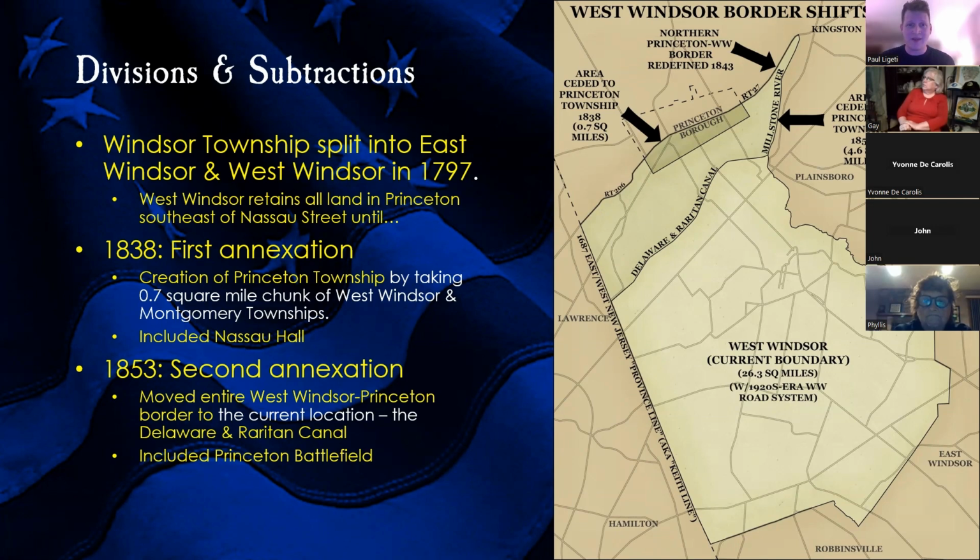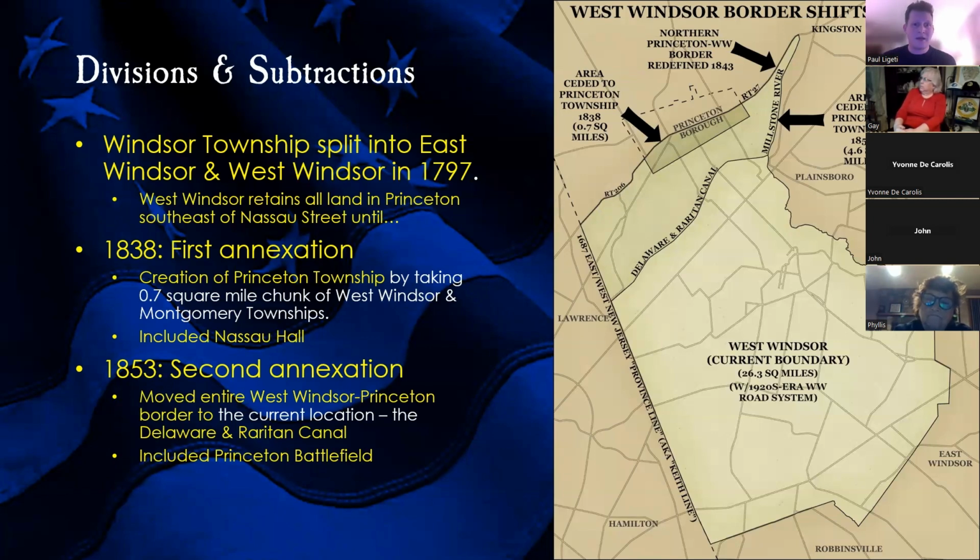West Windsor retained all land in Princeton southeast of Nassau Street until the mid-1800s. It was not until 1838 that Princeton became an independent township and carved out about 0.7 square miles from West Windsor, including Nassau Hall. In 1853, a second land annexation, including the Princeton battlefield, pushed the West Windsor-Princeton border to the Delaware and Raritan Canal, where it remains to this day. I know there's a lot of people who think that the border is about Route 1 or the Northeast Corridor, but it's not. It's the Delaware and Raritan Canal.